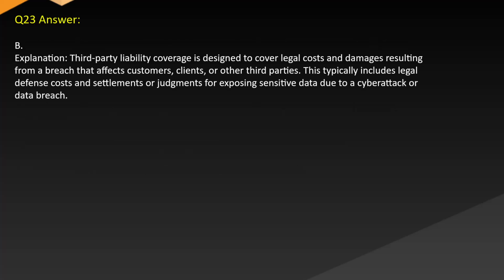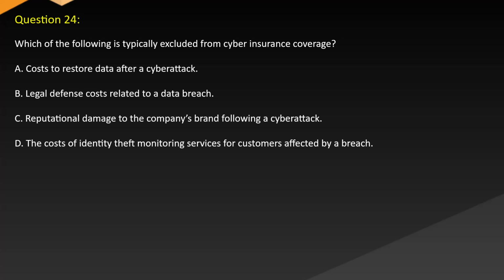Answer B. Explanation. Third-party liability coverage is designed to cover legal costs and damages resulting from a breach that affects customers, clients, or other third parties. This typically includes legal defense costs and settlements or judgments for exposing sensitive data due to a cyber attack or data breach. Question 24. Which of the following is typically excluded from cyber insurance coverage?